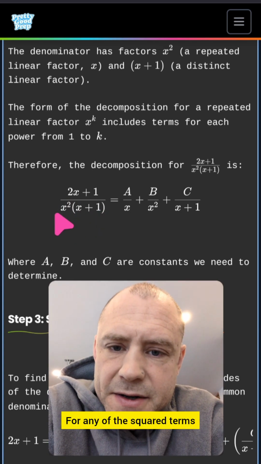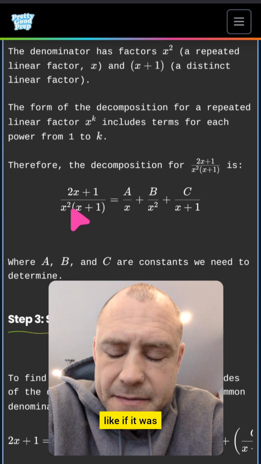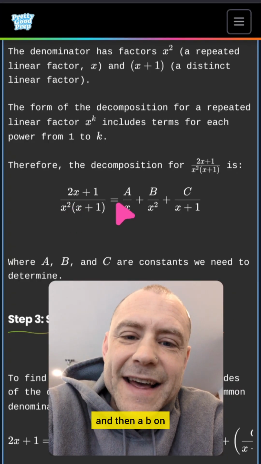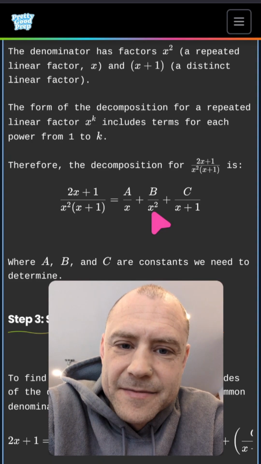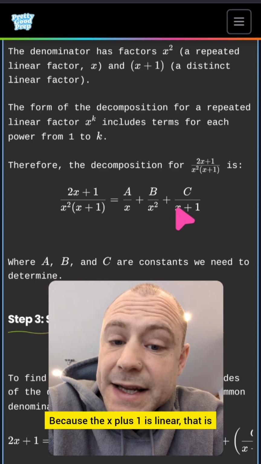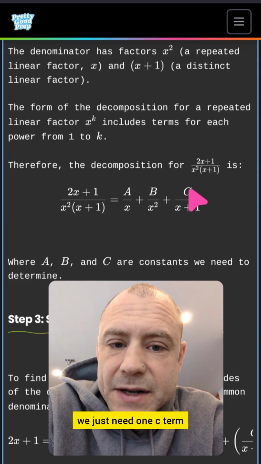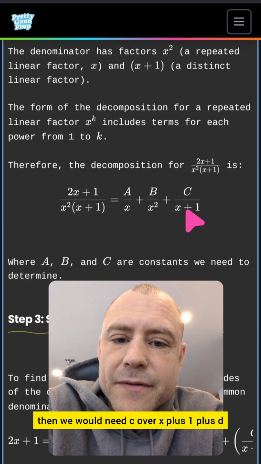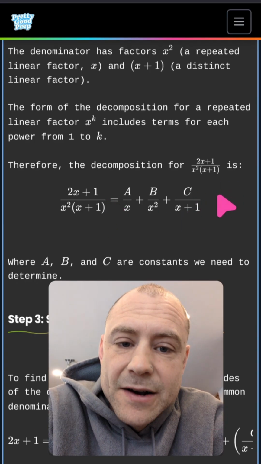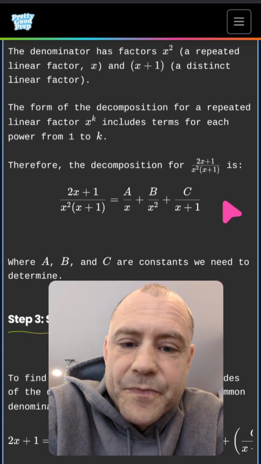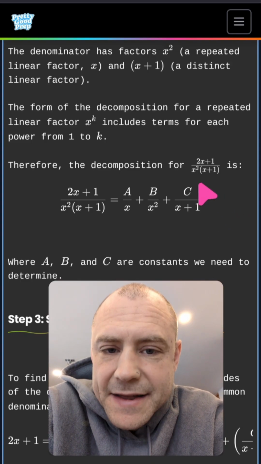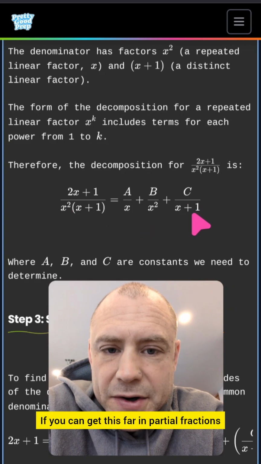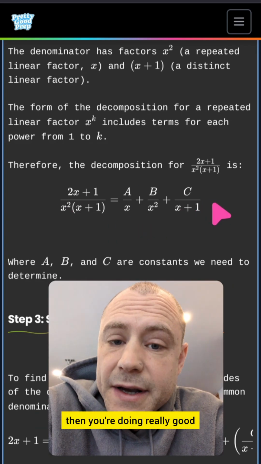For any of the squared terms, let's do this one first. So it's x squared, right? We have to do an A and then a B on that same term. Because the x plus 1 is linear, that is, it's to the power 1, we just need one C term. But if this was also squared, then we would need C over x plus 1 plus D over x plus 1 squared. All right, that's the setup. This is the most important part, being able to get this part. If you can get this far in partial fractions, then you're doing really good.